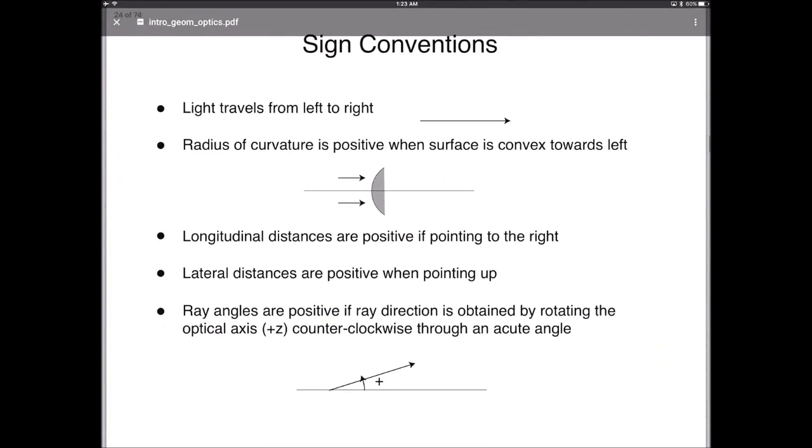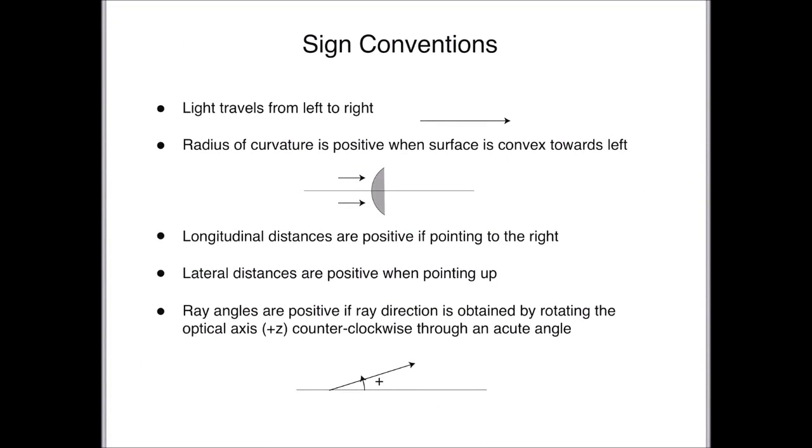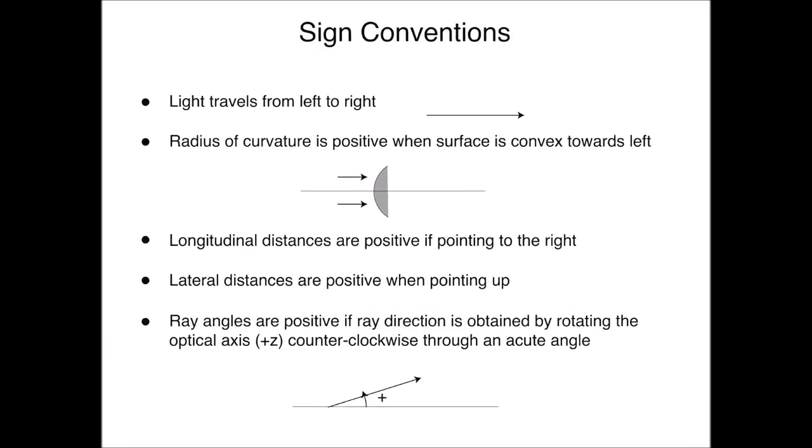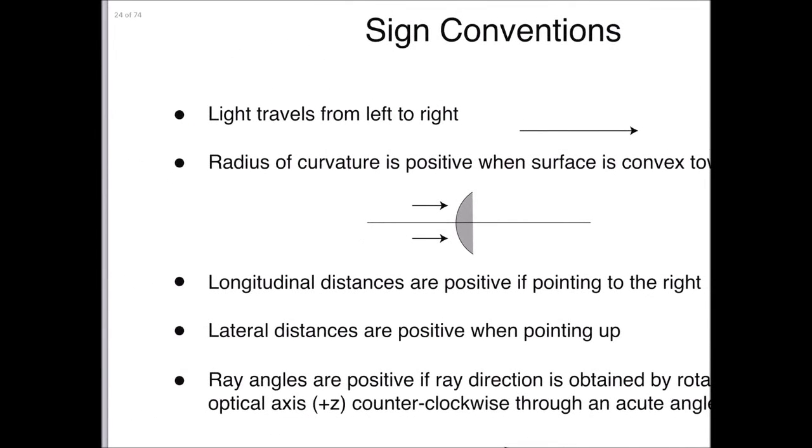But we have to keep in mind a few sign conventions as we do the math, which are basically a certain set of rules to keep in mind when solving. The first one is that light travels from left to right. That's what I was drawing so far, and that gives you positive distance. So from left to right is positive, from right to left is negative. Radius of curvature is positive when the surface is convex towards left. So if you have this convex surface, you have positive radius of curvature. If you have a concave surface, it would be negative radius of curvature.